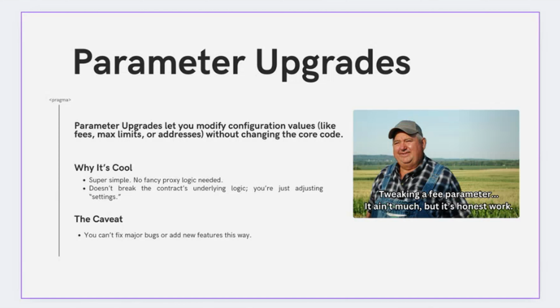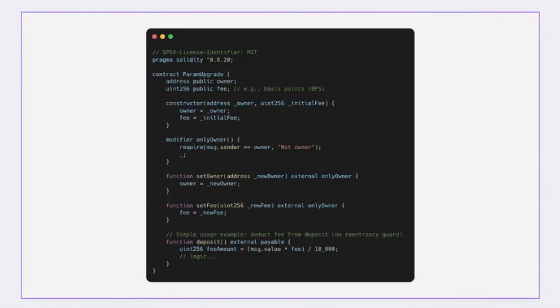The caveat, though, to this is that if you actually have major bugs or need to refactor or add new functionality, it's not possible, because your contract is already deployed and your bytecode is not changeable, but you can only tweak around those settings, those parameters. In fact, let's look at a quick example of a parameter upgrades contract. For example, here you have two parameters, the owner and a fee. Through the common setters, you're able to tweak these parameters and maybe change the fee, changing the output of a deposit function in your sample contract.